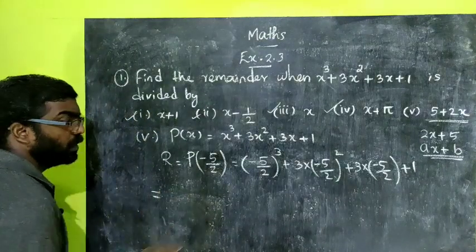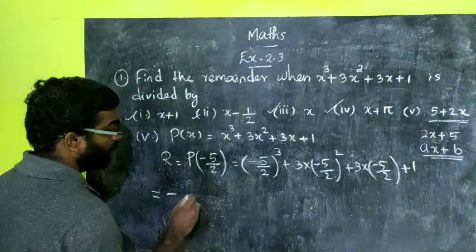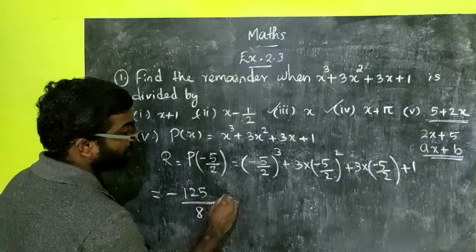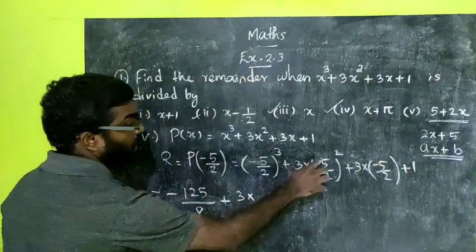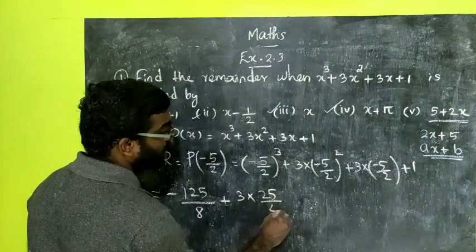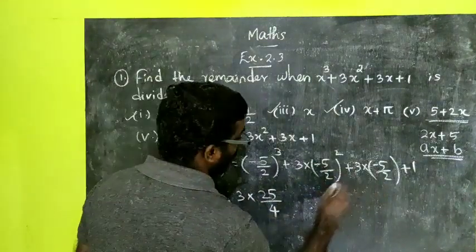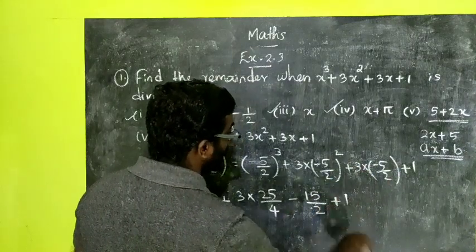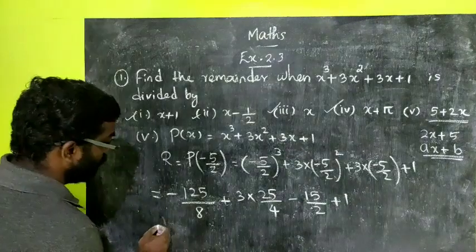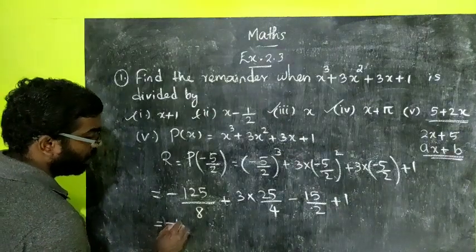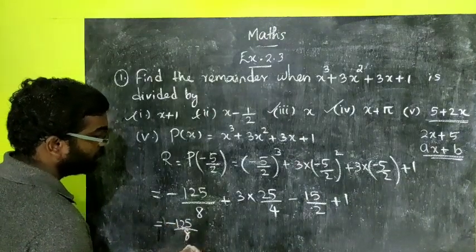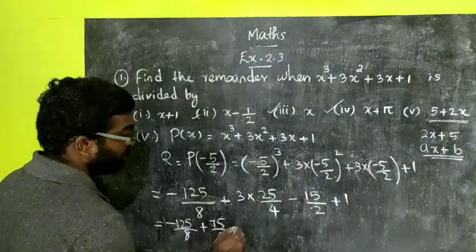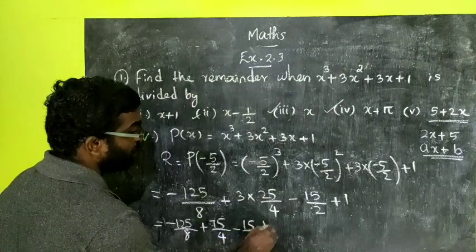That will be equal to, minus cube is minus, 5 cube is 125, 2 cube is 8, then plus 3 into 5 square is 25 and 2 square is 4, plus into minus is minus, 3 5s are 15, 15 by 2, then plus 1. Okay, so which is equal to minus 125 by 8, then plus 75 by 4, minus 15 by 2, then plus 1.